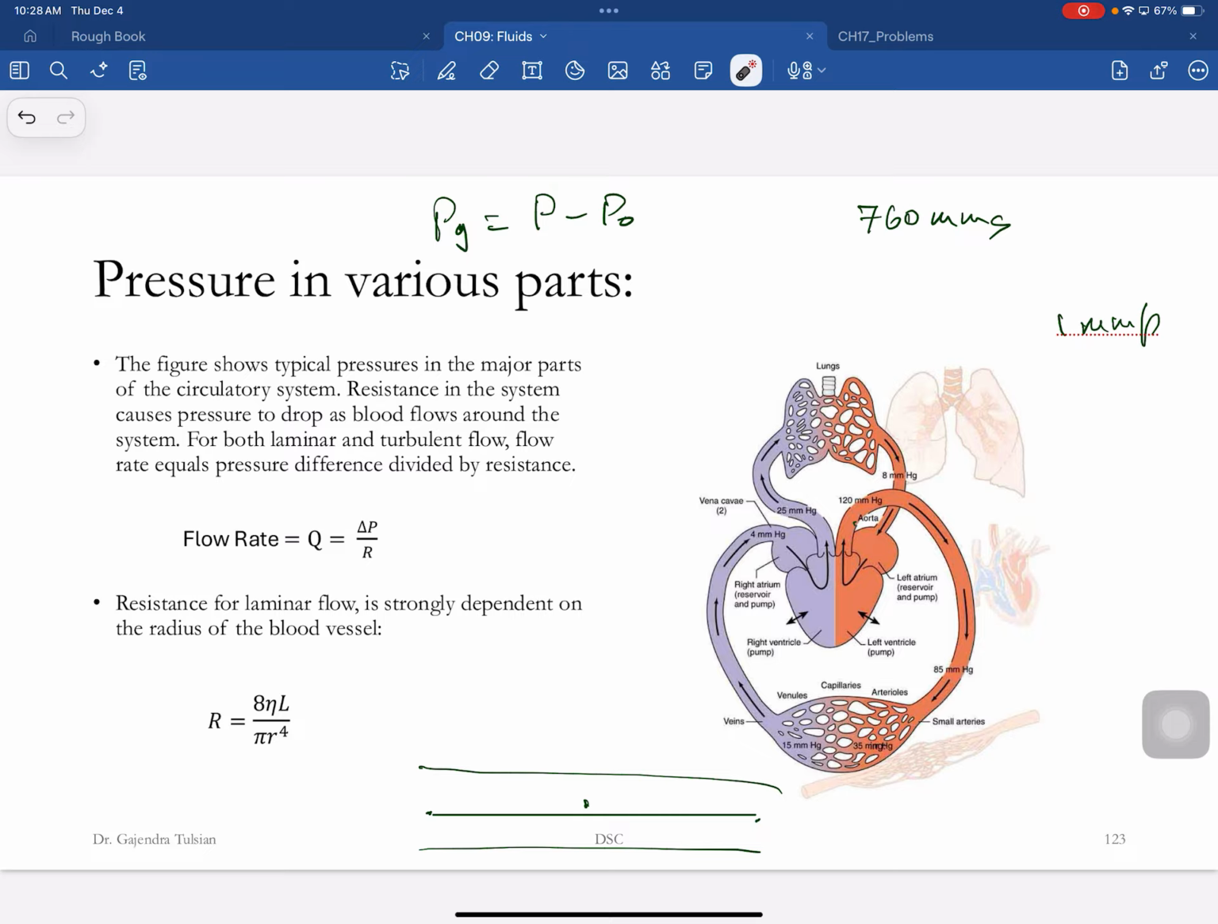All right, so here's the question for you. Let's say blood is flowing at 5 liters a second here. What is the blood flow rate here?